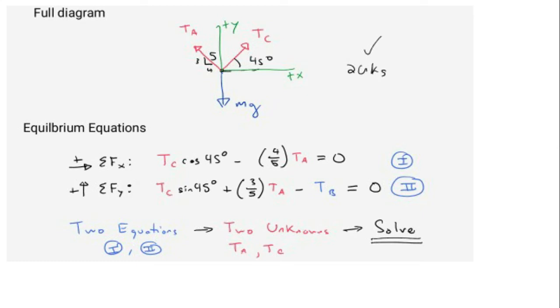Then you go and apply sigma Fy. For your numerical, it will be TC sin 45. Yes, the vertical component acts towards the positive y-axis. Then you go for TA times 3 upon 5. It will again be positive because it is acting towards the plus y-axis. Then you go towards the weight, which is TB, but this time it is acting in the negative y-axis, so it will be minus TB. So you've got these two equations, sigma Fx and sigma Fy.